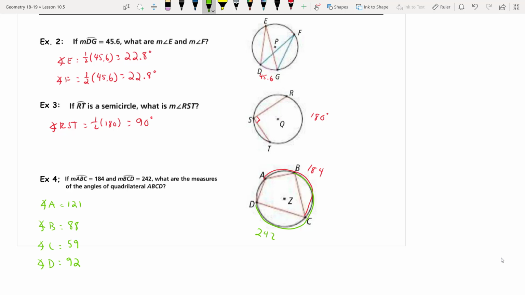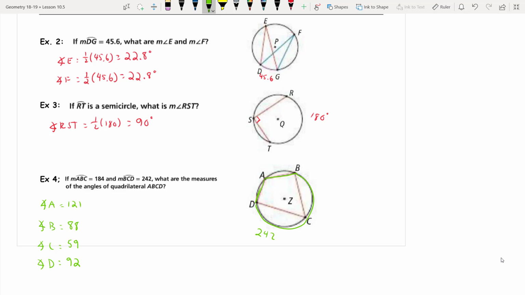All right, welcome back in. So if we look closely at this, if I take out that arc right there, and if we just look at this, from B through C to D is actually the intercepted portion of angle A. So if I take half of 242, I get 121.